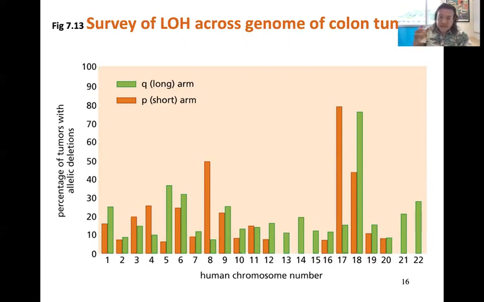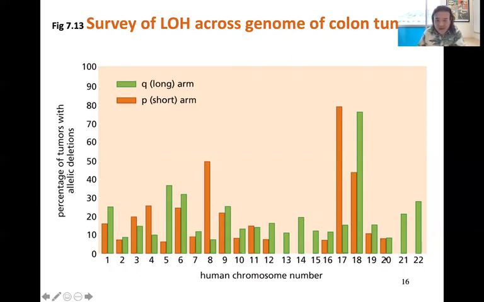So for example, this data here is looking at colon tumors, right? And let's say that you are an oncologist and you're interested in identifying what genes throughout the human genome are somehow important in the development of colon tumors. So you can do a big study where you look at lots and lots of colon cancer tumors, and you look for evidence of loss of heterozygosity, in the form of, let's say, deletions. And so that's what this map is.